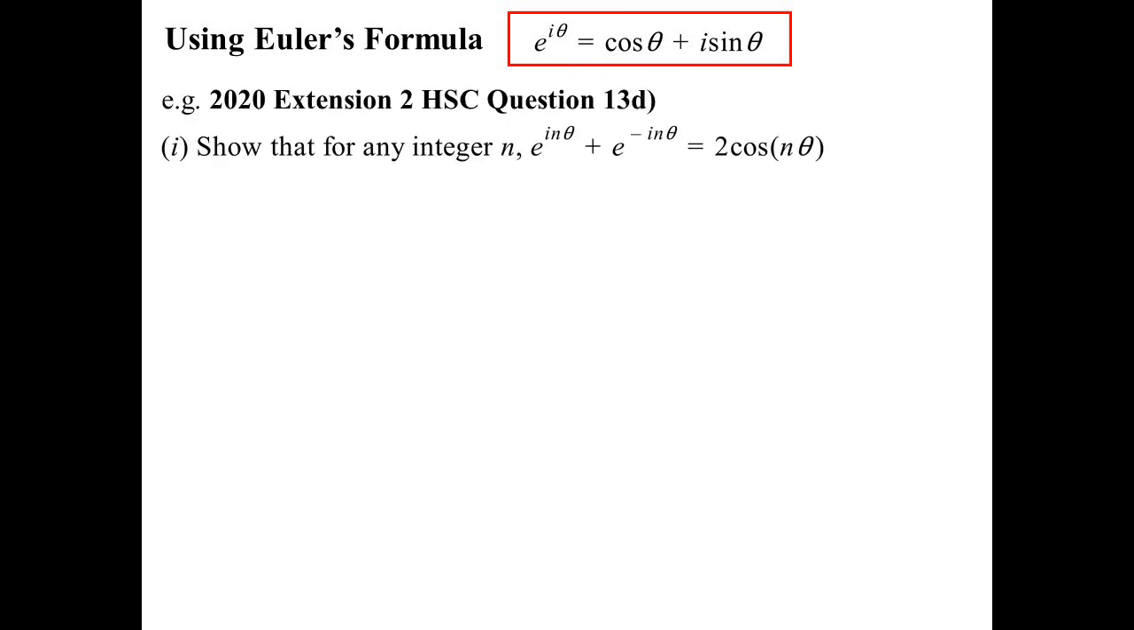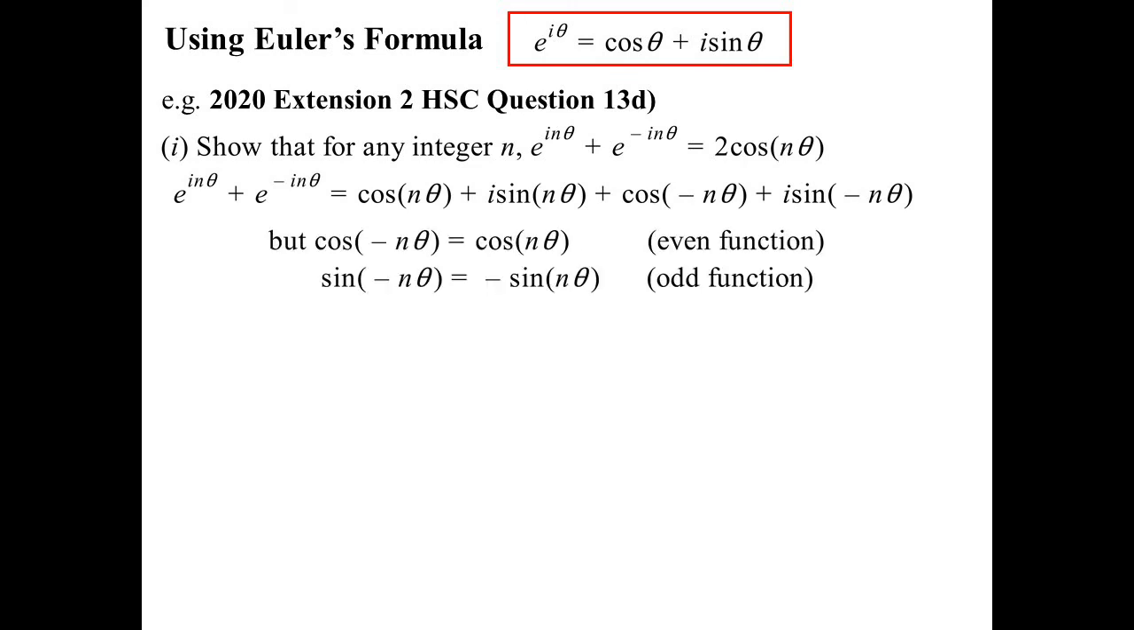This is not the integration by parts method. This is just another thing. Now remember, e to the i theta is equal to cos theta plus i sine theta. 2020 Extension 2 HSC question. Show that for any integer, this expression. It's our standard expression. So all right, we write it out. I've expanded it all. There it is.